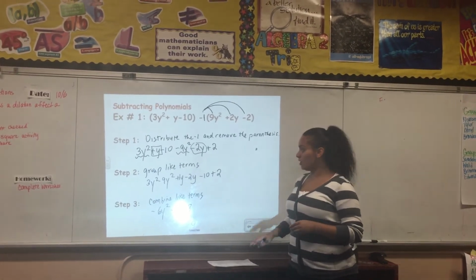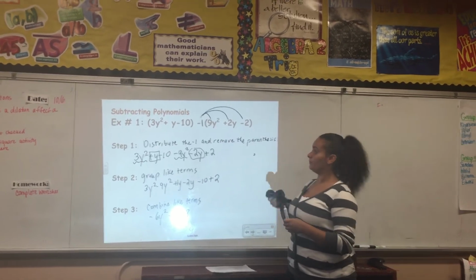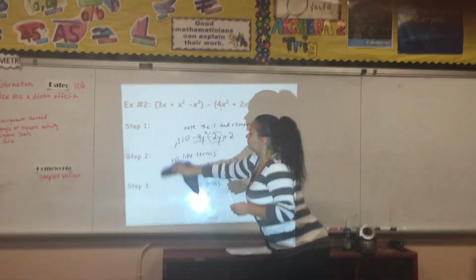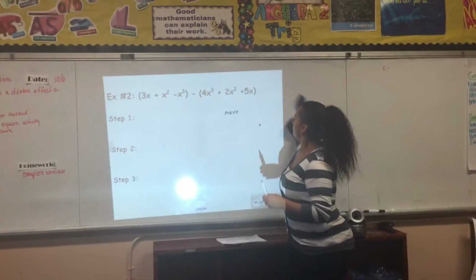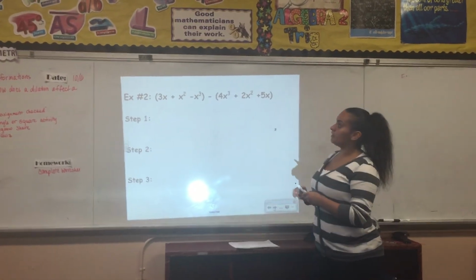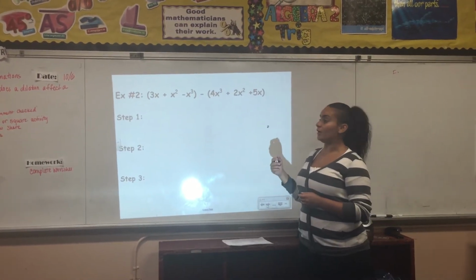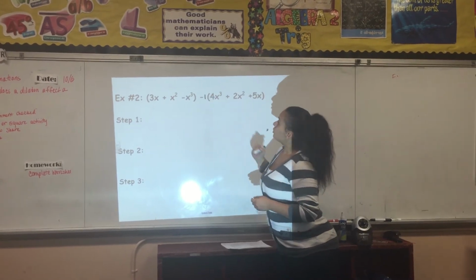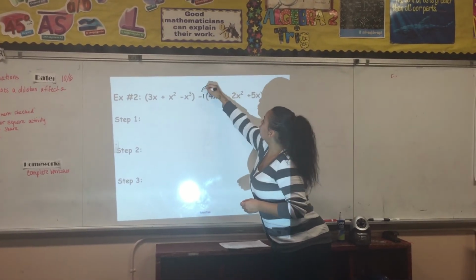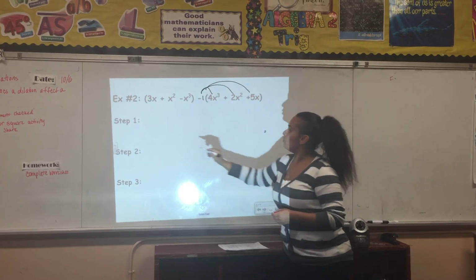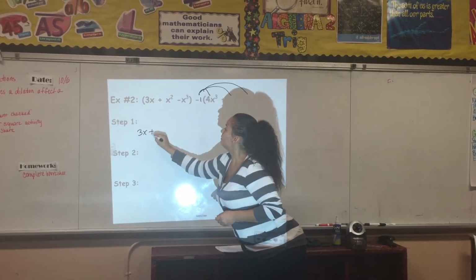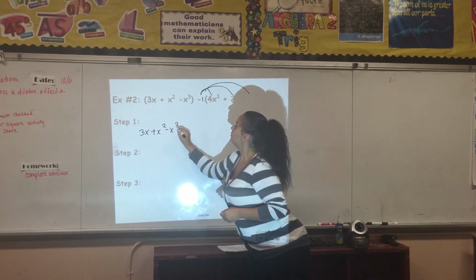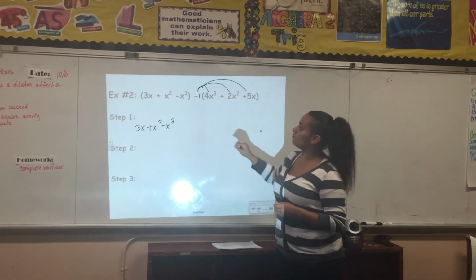Alrighty, so stop the video and try to do the next one on your own. Now that you've completed example number 2, let's just review how to do it. So you add a negative 1, you distribute. So rewriting the first polynomial, we're going to distribute the negative 1.